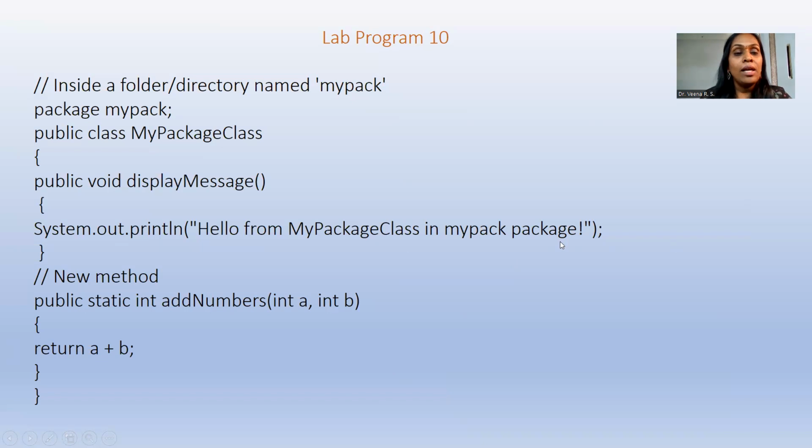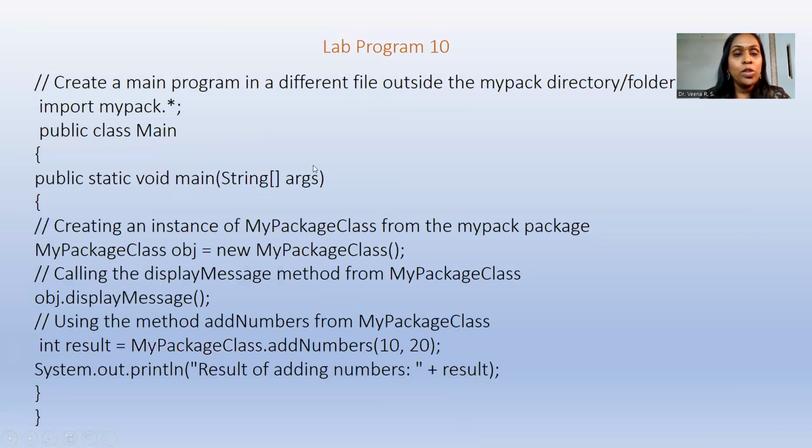Now this class object, I want to create in a separate program. So I need to import this. I have to open a next file and create a new program in which I'll write the first statement as import mypack.star. And in public static void main, you can see you have created an object of mypackage class. Then you are calling the display message method via object obj, and you are also passing the numbers, 10 and 20, into add numbers.